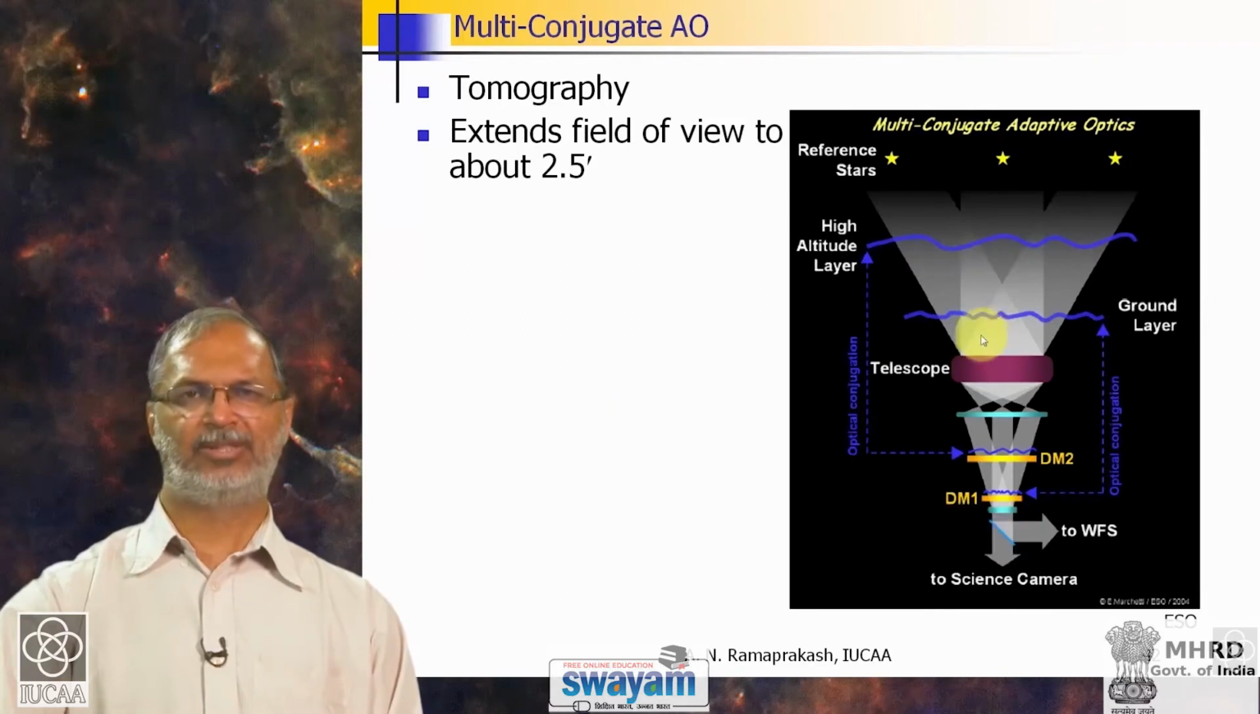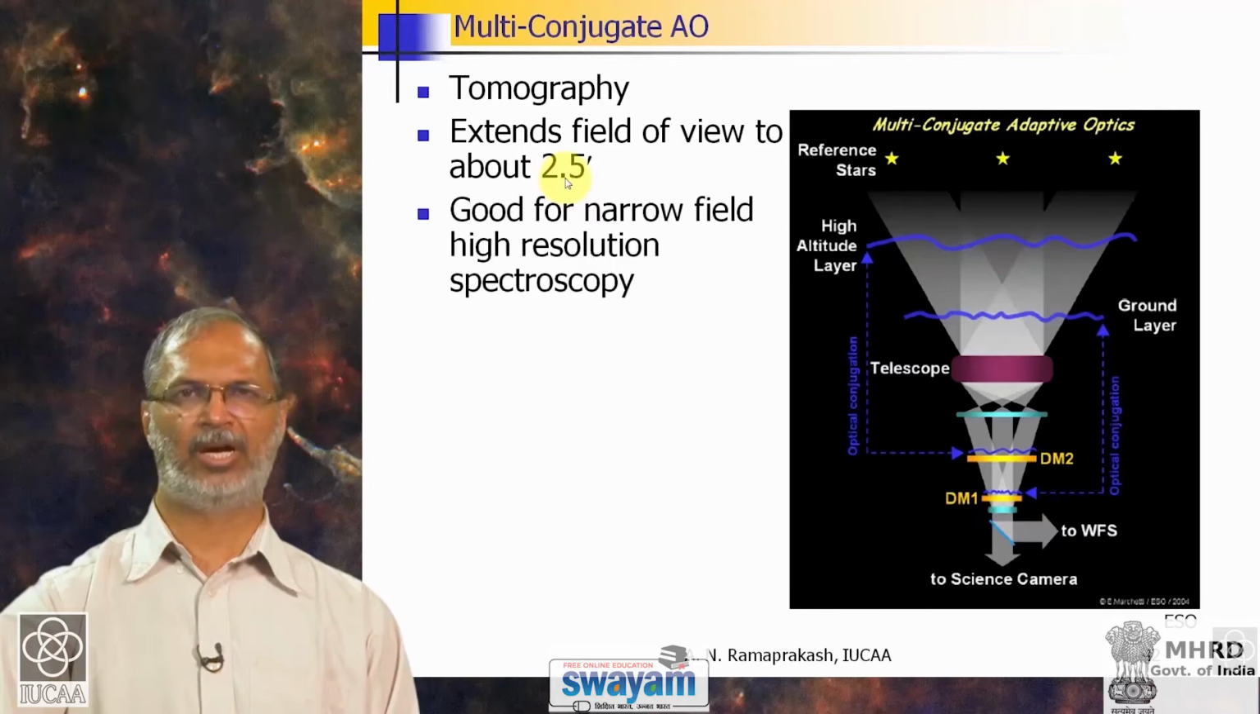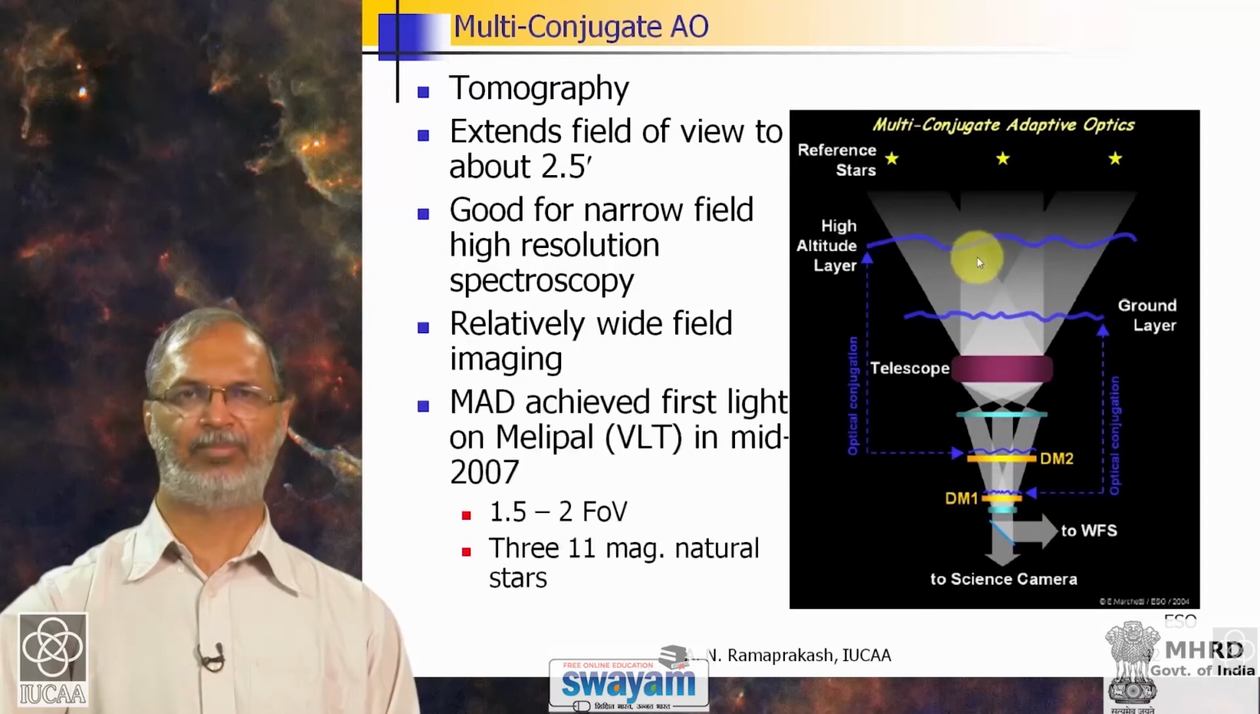And the advantage of this is you can also extend the field of view of your telescope. As mentioned earlier, with a single guide star, you are typically restricted to compensation within an angle of a few arc seconds, but here with multiple guide stars you can go to at least 1 or 2 arc minutes in diameter. And this is extremely good for very high resolution spectroscopy and relatively wide field adaptive optics imaging.